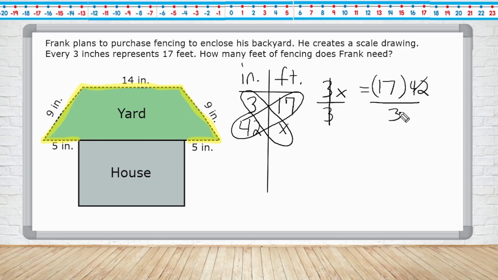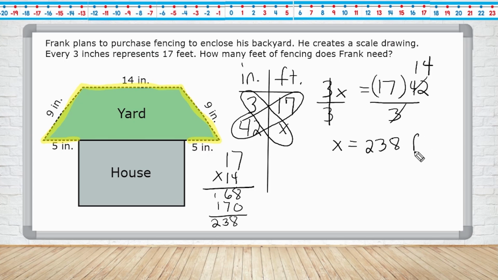Now, 42 divided by 3 gives us 14. So X is going to be equal to whatever 17 times 14 is. So let us go ahead and figure that out really quick. If we multiply 4 by 17, that's 68. And we put our 0 here. One group of 17 is 17. And adding the columns up gives us 238 feet. And that's how much fencing that Frank will need to enclose his backyard.